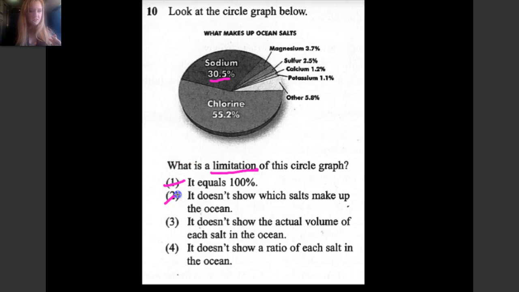Pretty sure it does. It doesn't show the actual volume of each sea salt in the ocean. No, I have no idea if they're taking a lot of it, or is this just a small sample, or how much salt is actually in the ocean. I don't know that. It doesn't show the ratio of each salt in the ocean. It does show, like I can tell that there's about 1 potassium to about 29 or 30 sodium. I can definitely see the ratio. So it doesn't show the actual volume.